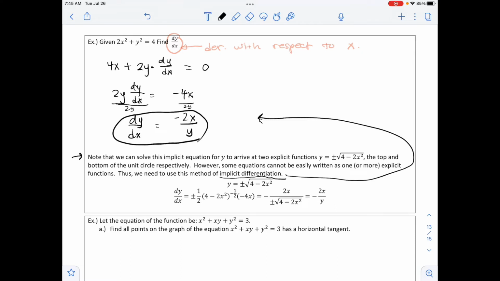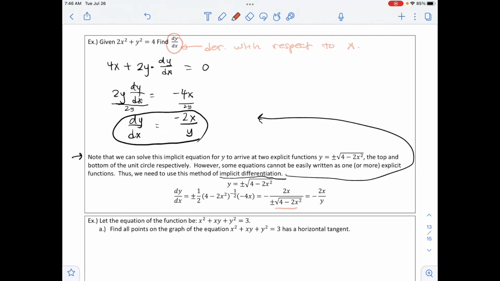But for this problem, you could isolate y, and if you did that, you'll notice that we have y equals plus or minus the square root of 4 minus 2x squared. To take the derivative of this, I would have to use the power rule, and I would also have to use the chain rule. And doing that, I have plus or minus 1/2 times the inside function, which is 4 minus 2x squared raised to the negative 1/2 by subtracting 1 from the exponent, times the derivative of the inside, which would be just negative 4x. And then rewriting it, I have negative 2x over plus or minus the square root of 4 minus 2x squared.